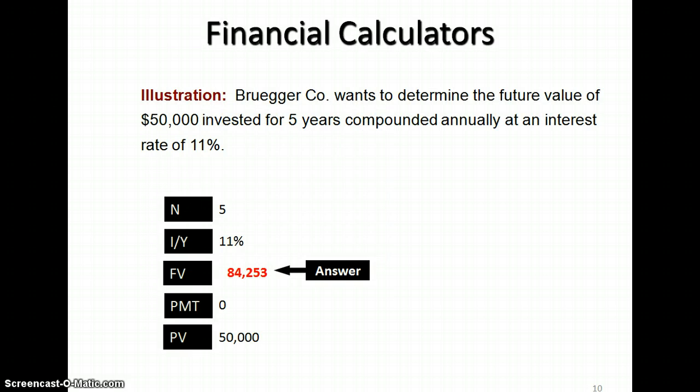So let me show you what we would do here. In this case I would say n is 5 years, my interest rate per year is 11, or 0.11, and my present value is 50,000. I would enter those three pieces of information, the 5, the 11%, and the 50,000. Then for my future value I would just press that button to solve, and it would give me 84,253.